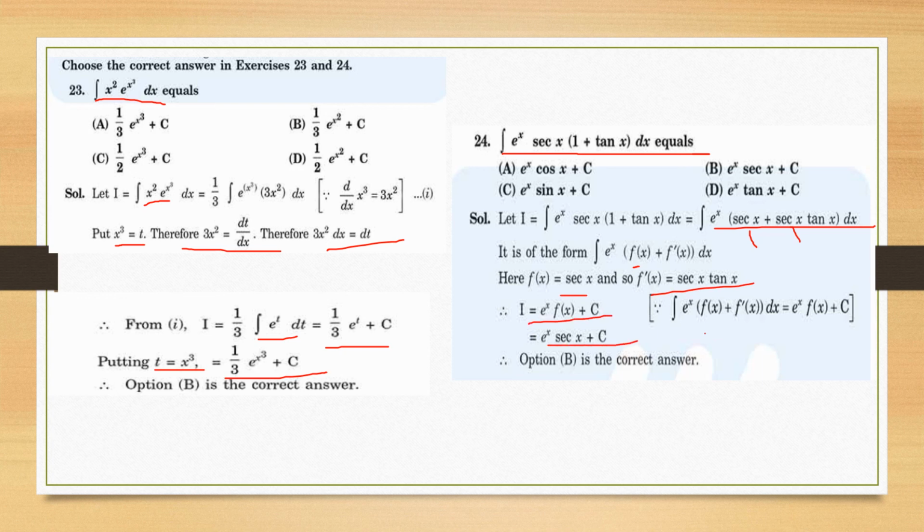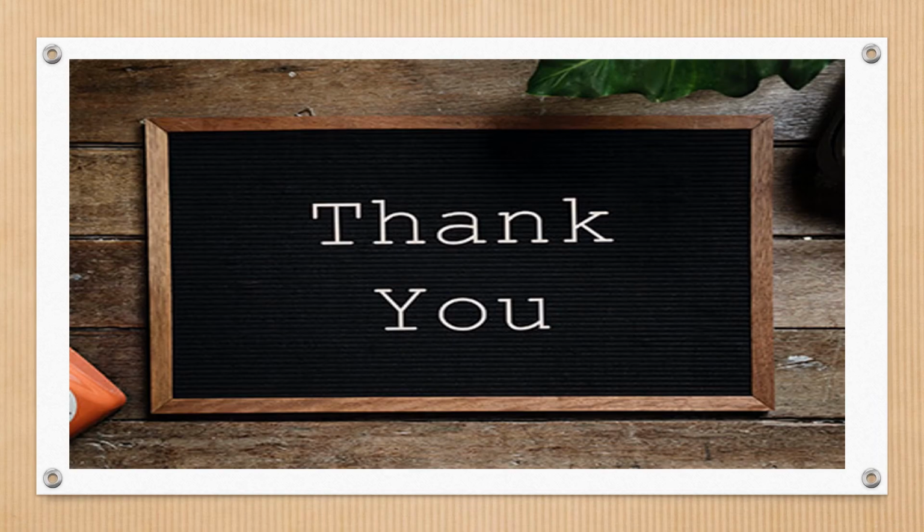So who is f x here? You write this formula. Okay, it is e raised to power x secant x plus c. So option number B is correct. Here it was also option number B.